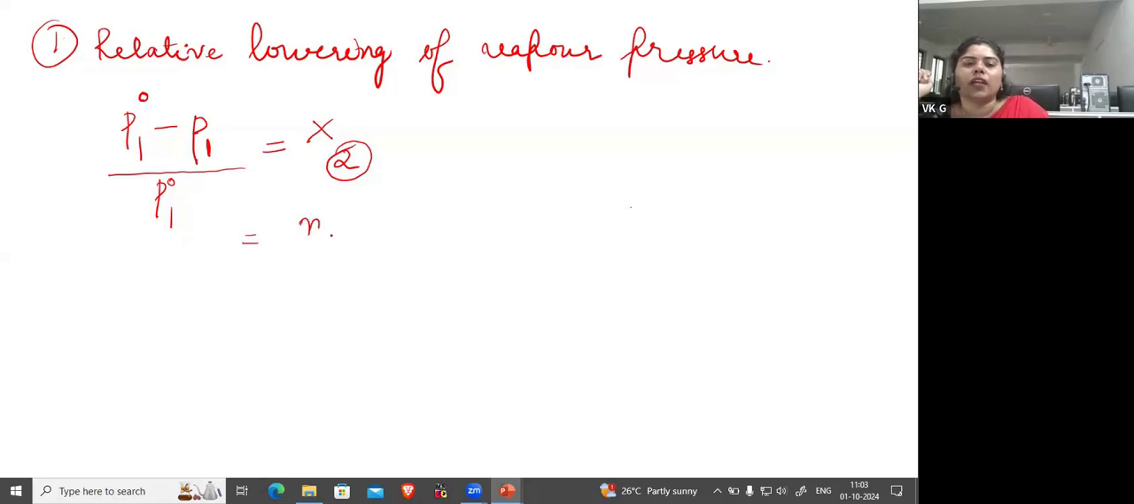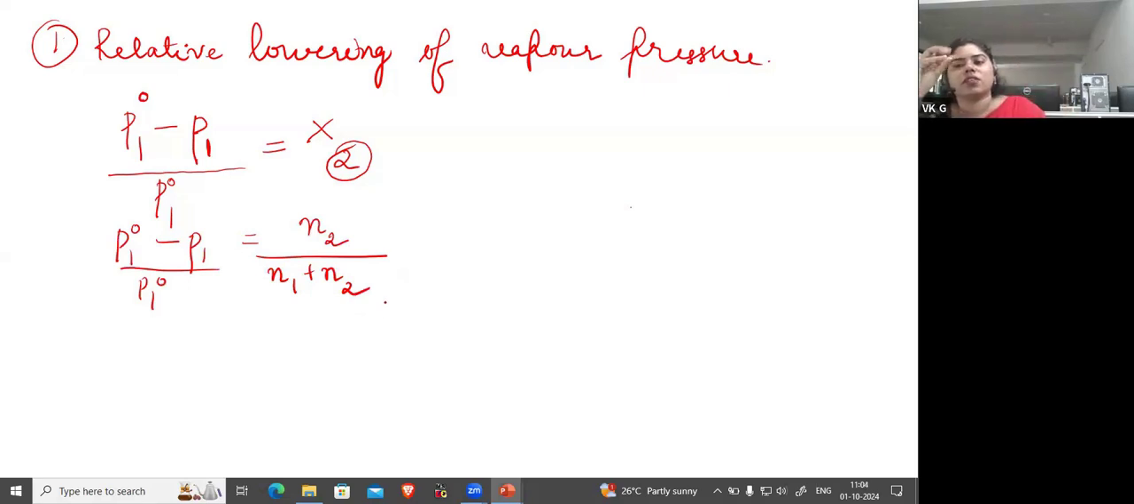Mole fraction, what is the formula? That is N2 divided by N1 plus N2, correct? This is the mole fraction formula. So you have P1 naught minus P1 divided by P1 naught is equal to N2 divided by N1 plus N2. So for a dilute solution, which one is more? Water is more, salt is less.